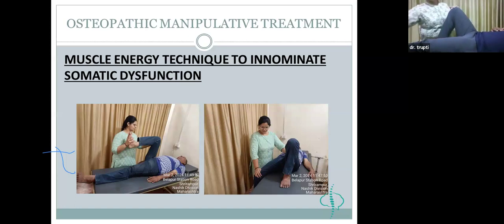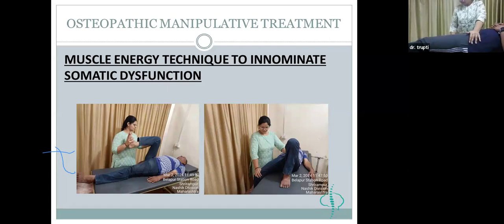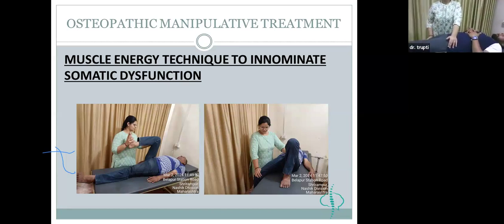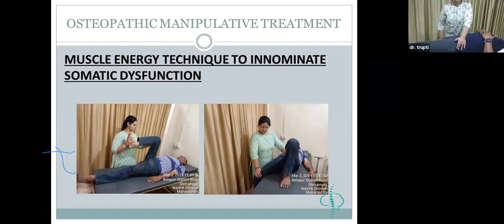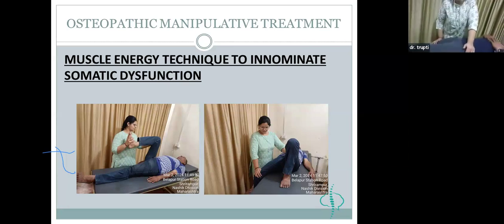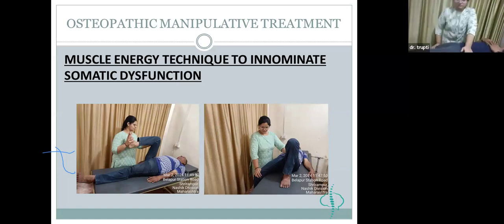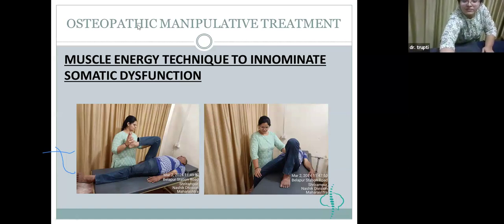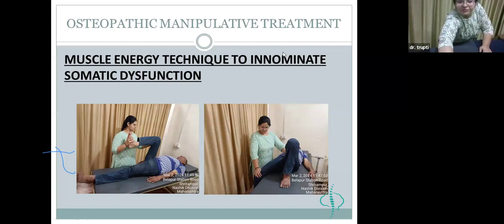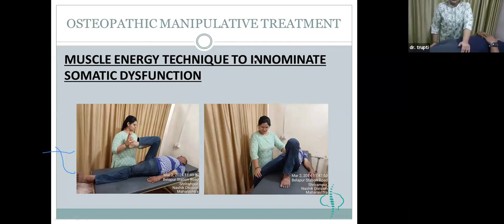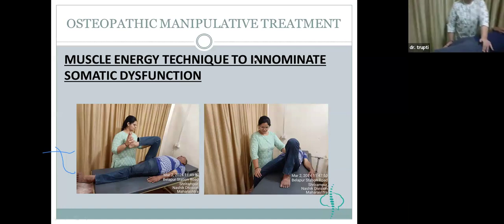Second one is for posterior innominate. Symptomatic leg, we take it down. Stabilize the pelvis. Ask the patient to lift the leg up. Is it visible? So is it visible? Okay. We will ask the patient to flex the hip. In short, take it up towards the ceiling.